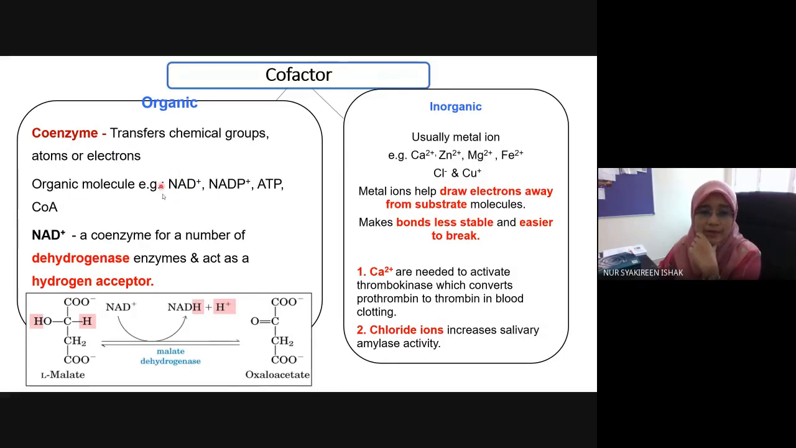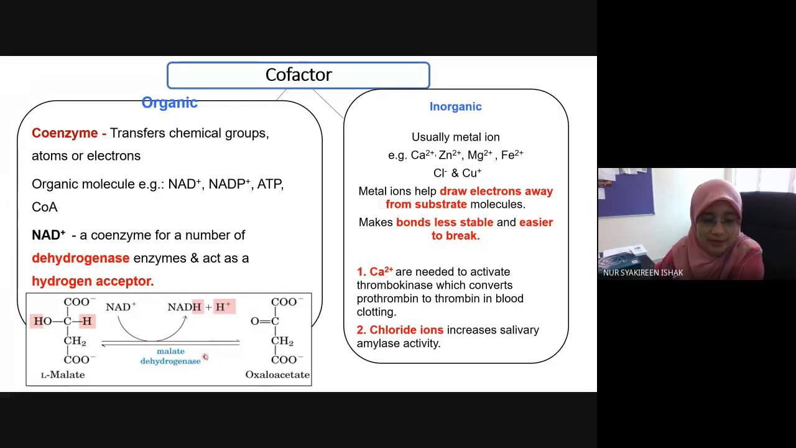So for example, you can have here NAD plus, nicotinamide... I don't remember the long term, but it is a cofactor found in an enzyme that is involved in one of the steps of cellular respiration, if I'm not mistaken. NAD plus is a coenzyme for a number of dehydrogenase enzymes and acts as a hydrogen acceptor. So this is the enzyme, malate dehydrogenase.